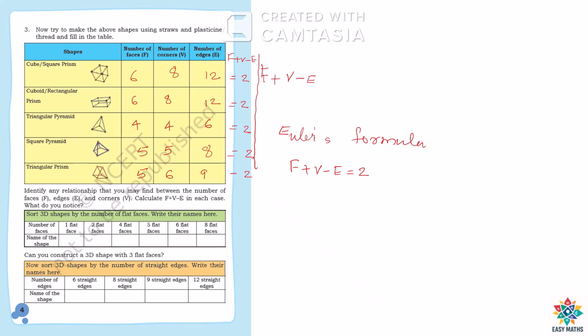Now sort the 3D shapes by the number of flat faces. Write their names here. Number of flat faces, one flat face. Which solid is having one flat face? That is cone. Two flat faces means we know that is cylinder. Top and base are identical. Cylinder, two flat faces. Four flat faces, that is triangular pyramid. Five flat faces, that is square pyramid.